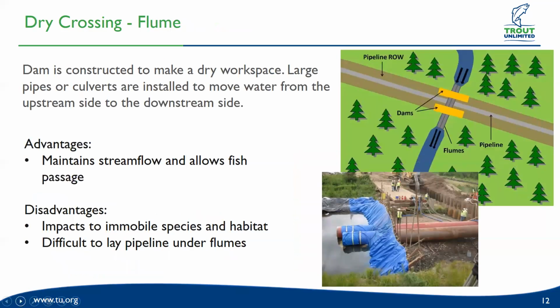The other dry crossing method is the flume method, and that's when a dam is constructed to make a dry workspace, and then large pipes or culverts are installed to move the water from the upstream side to the downstream side. The advantages of this is that you maintain the stream flow and allow fish passage, but the disadvantages are that there, again, impacts to immobile species and habitat, and it's difficult to lay the pipeline under the flumes.